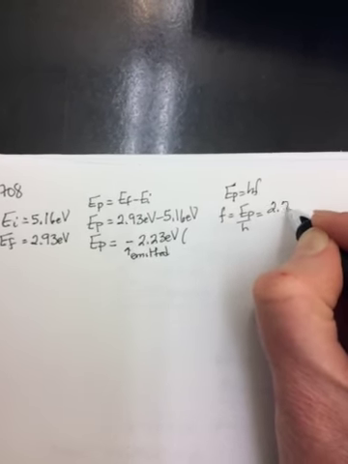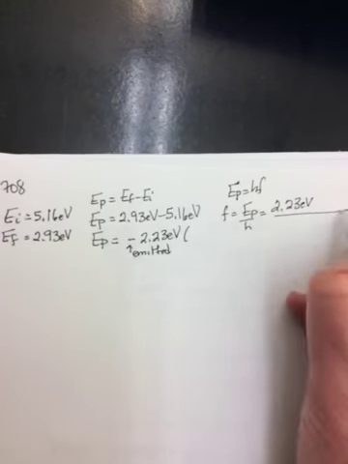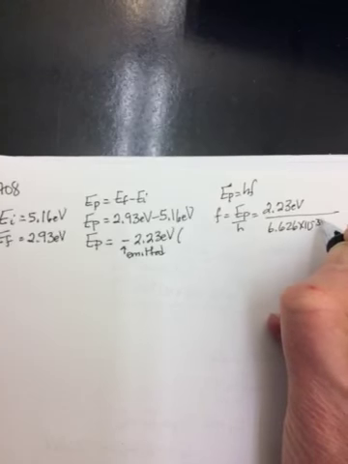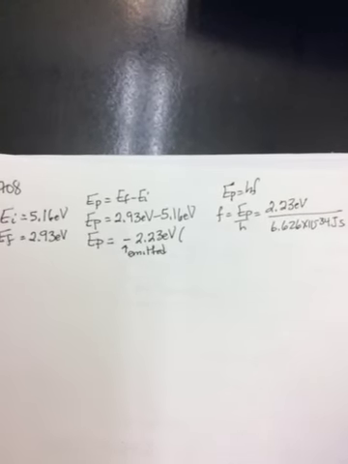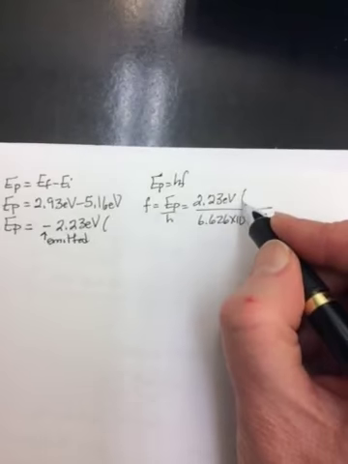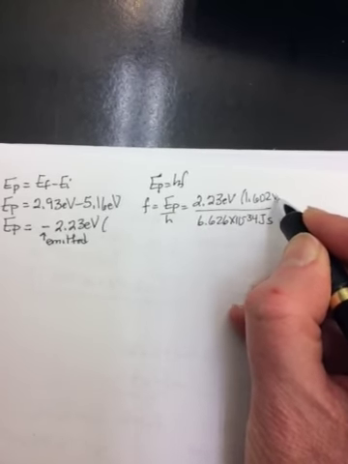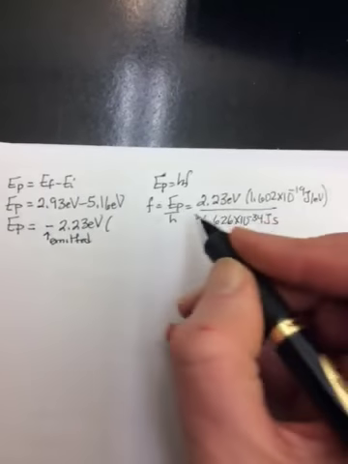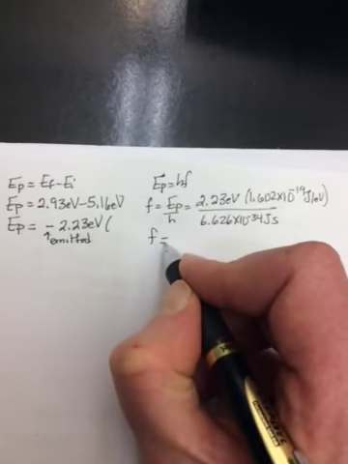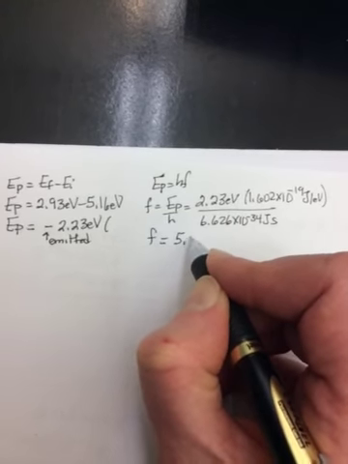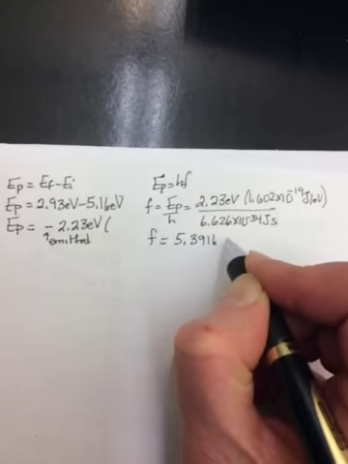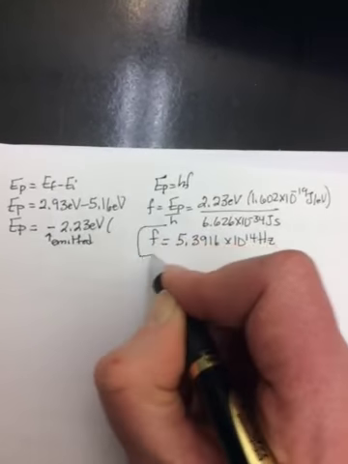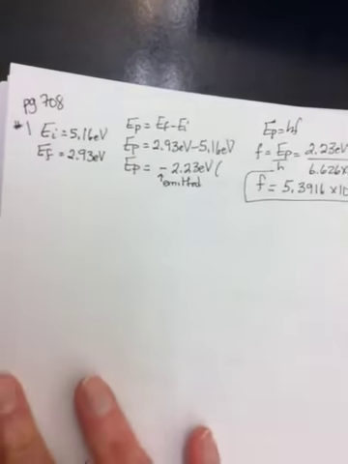So you can drop the negative because we know it means emitted, and you're going to divide by 6.626 times 10 to the negative 34 joule seconds, but you can't have electron volts up there. So you need to multiply by 1.602 times 10 to the negative 19 joules per electron volt. Now you'll be in joules, and you get a frequency of 5.3916 times 10 to the 14th hertz. Number 1, completed.